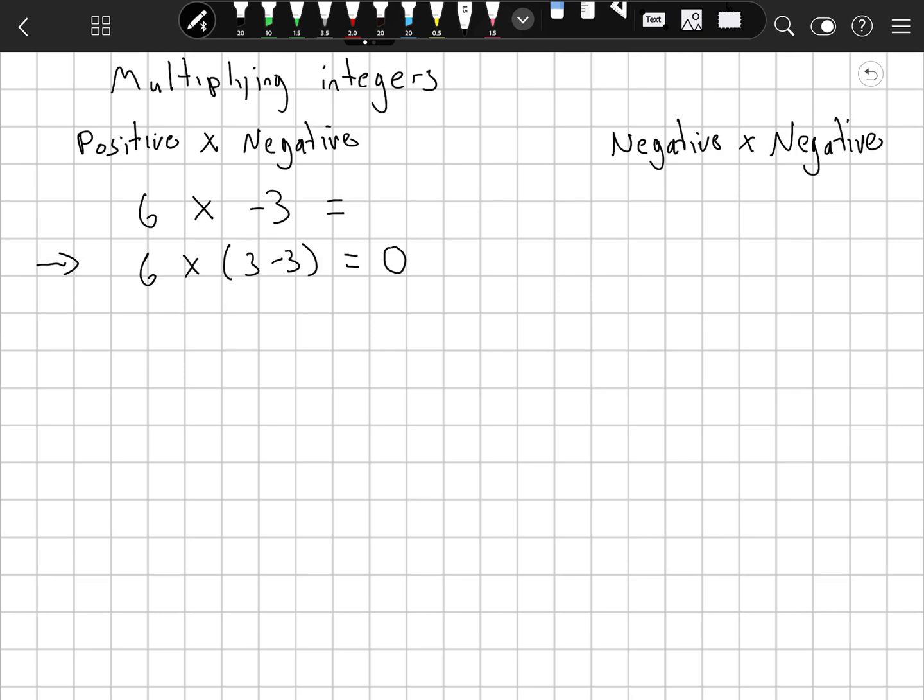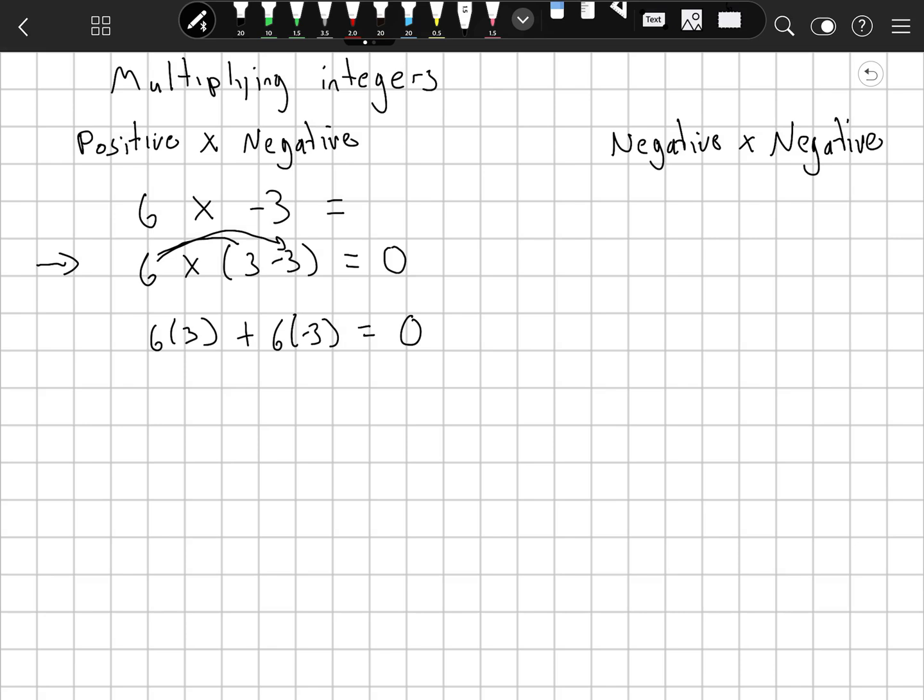And let's go ahead and distribute this out. So we're using the distributive property here. We're taking 6 times 3 plus 6 times negative 3. And since it's the same thing as what's above, it equals 0 again.